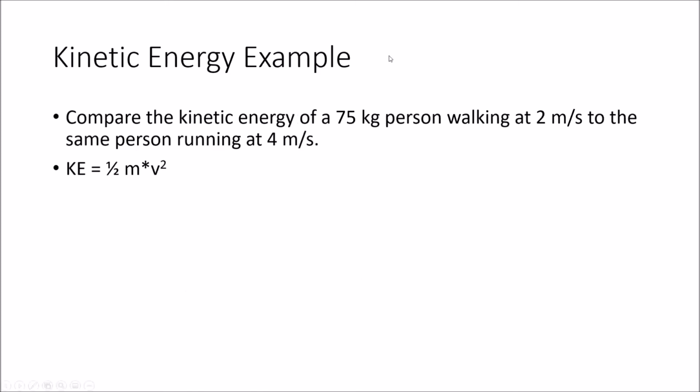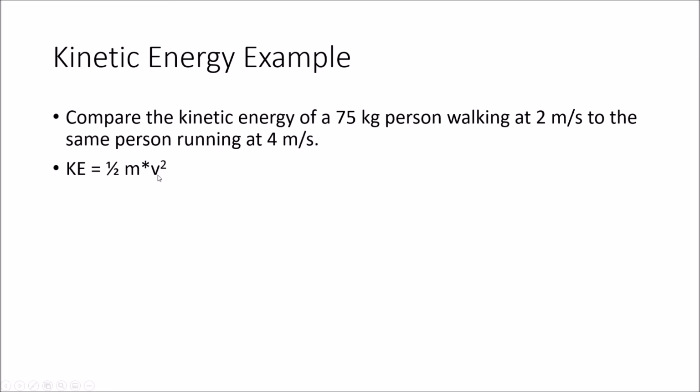What we do is we say kinetic energy is equal to 1/2 times the mass, 75, times the velocity squared. Well, we're doing this twice because we want to compare. So the first time we plug in 2, and we find the kinetic energy of the person that's walking, and we get a number, and that number ends up being 150 joules, by the way. If you've got 1/2 times 75 times 2 squared, then that's 1/2 times 75 times 4, or 75 times 2, and that's 150 joules. Compare that to someone that's running at 4 meters per second.